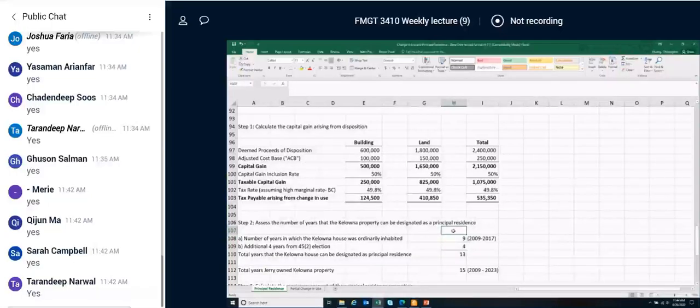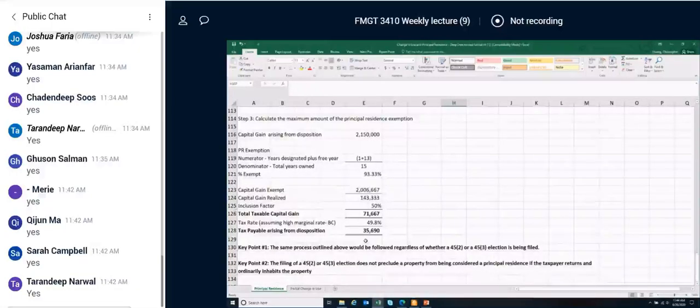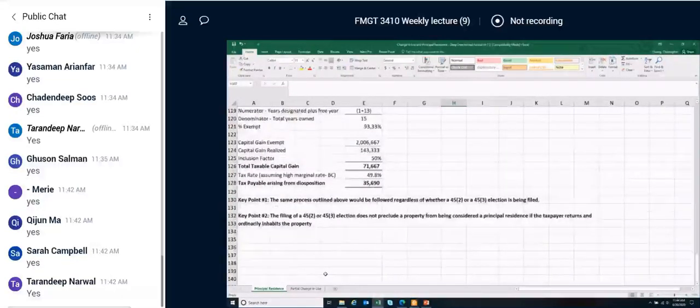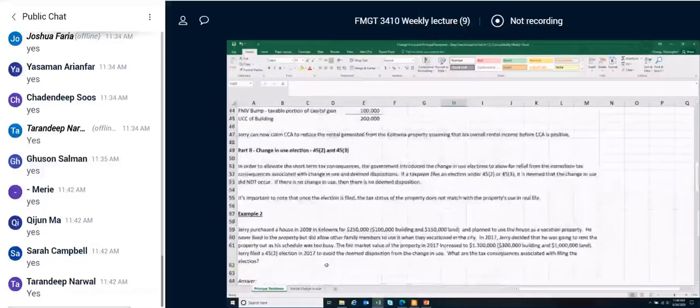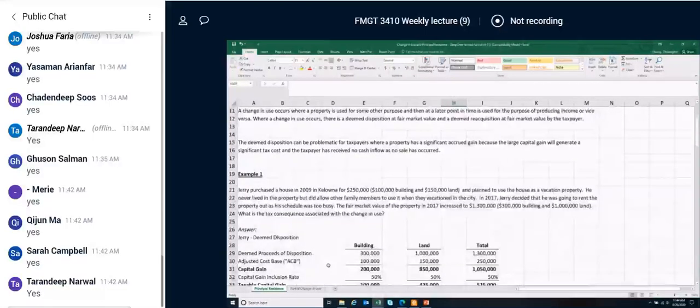Okay, so that's change in use for principal residences. Okay, so again, this handout goes into it in a lot of detail. This is something you are responsible for in the course.